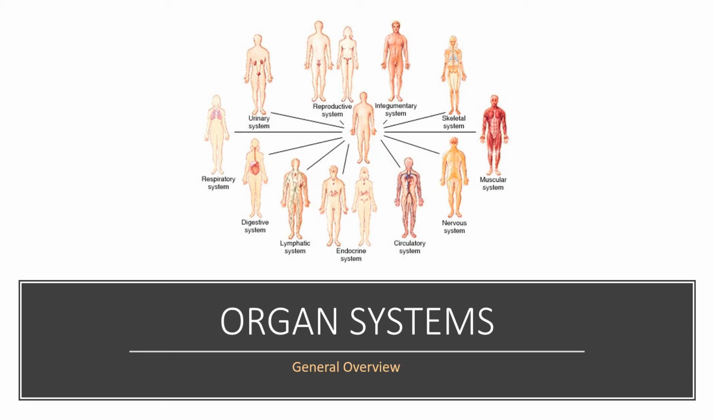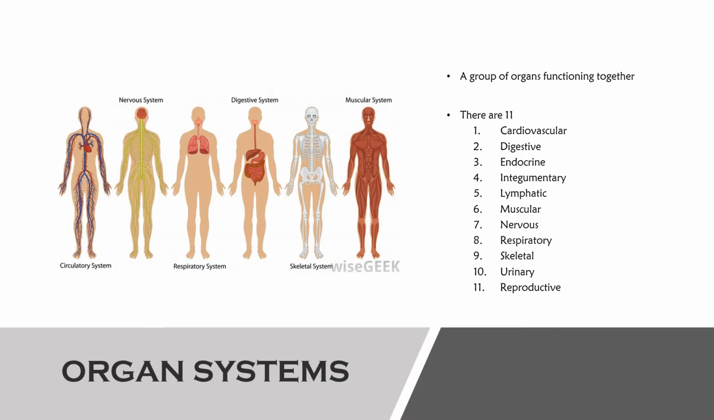For this video, we're going to go over each of the organ systems in a general overview. So it's going to be just short overviews for each of the organ systems, nothing too complex, but we're going to go over the 11 organ systems. So an organ system, right, is just a group of organs that are functioning together. Once again, there are 11.